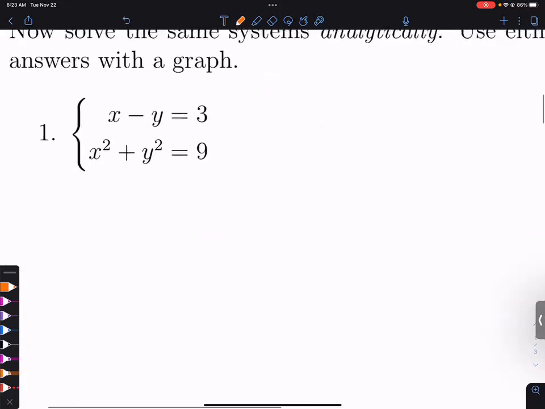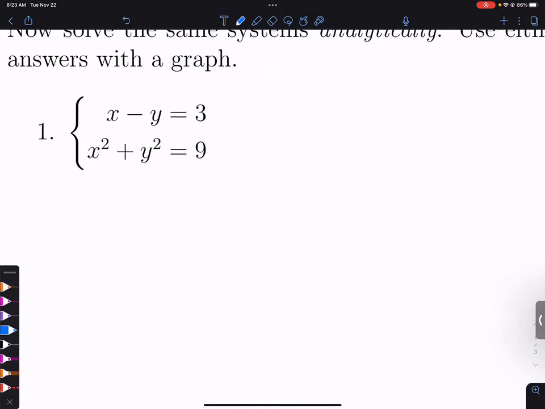Now, let's look at how we would actually solve those systems. So it's the same thing, right? So we know what the answers are: 3, 0 and 0, -3. Let's take a look at the actual system. x minus y equals 3, x squared plus y squared equals 9. What can we do? Same rules as yesterday.